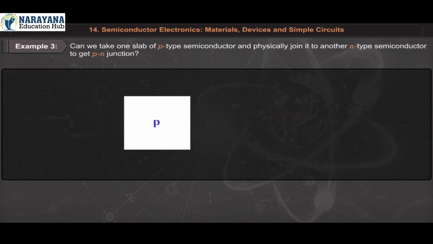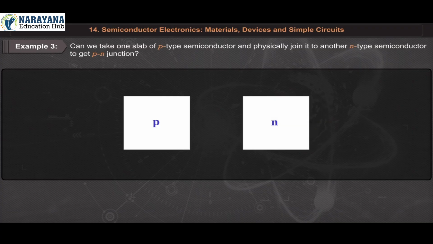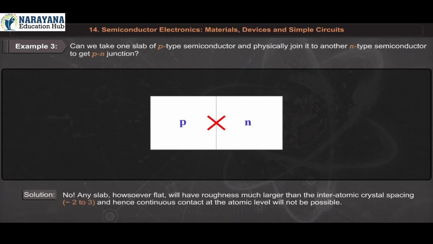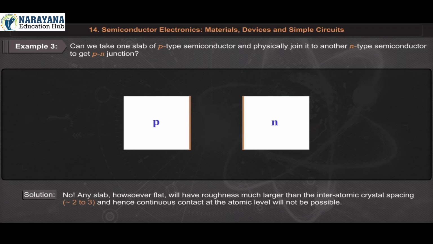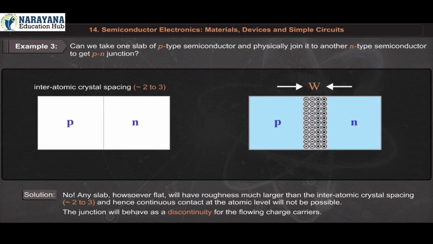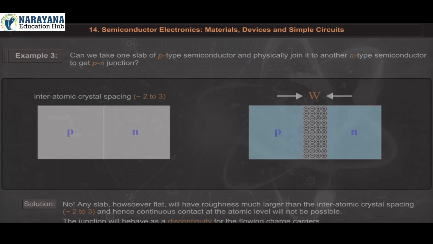Example 3. Can we take one slab of p-type semiconductor and physically join it to another n-type semiconductor to get a p-n junction? Solution: No. Any slab, howsoever flat, will have roughness much larger than the interatomic crystal spacing, and hence continuous contact at the atomic level will not be possible. The junction will behave as a discontinuity for the flowing charge carriers.